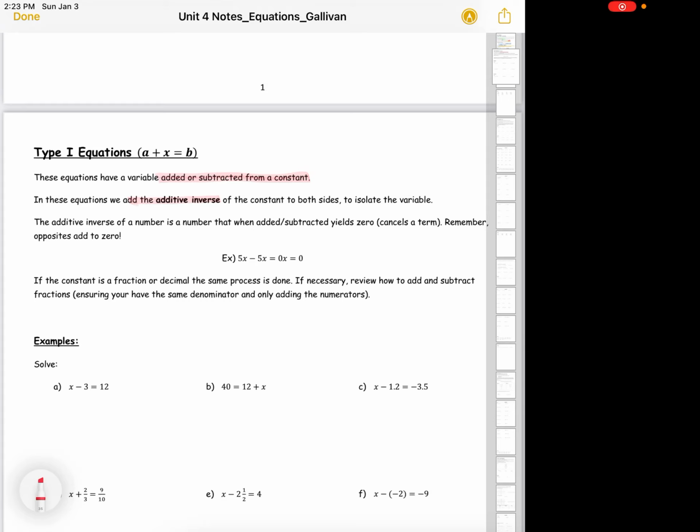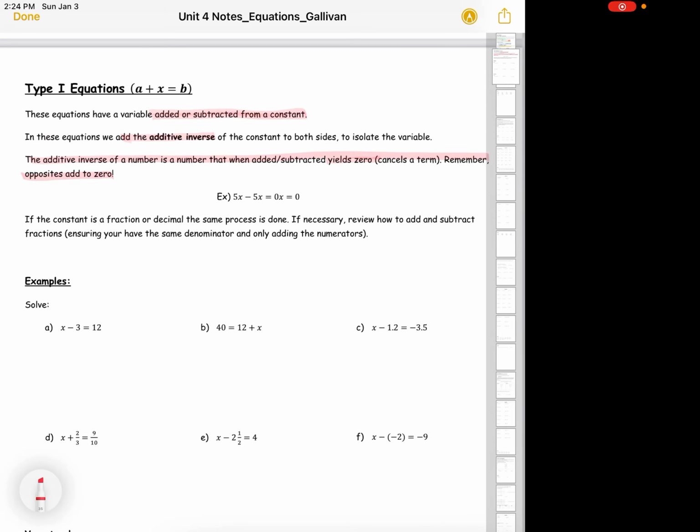The additive inverse of a number is a number that when added or subtracted yields 0. So it cancels that term out, okay? Remember, opposites add to 0. So for example, 5x minus 5x equals 0x or 0.